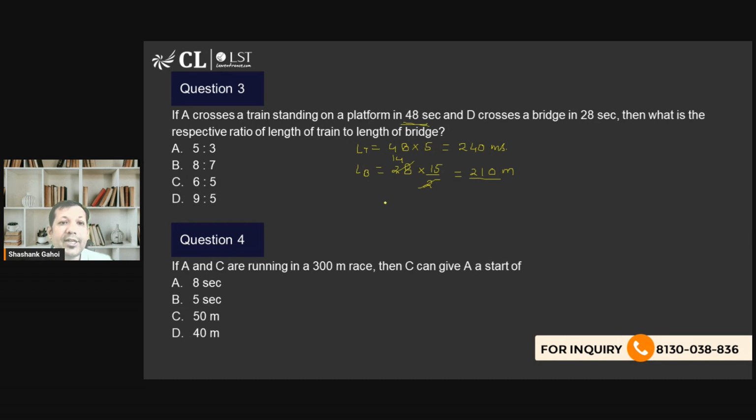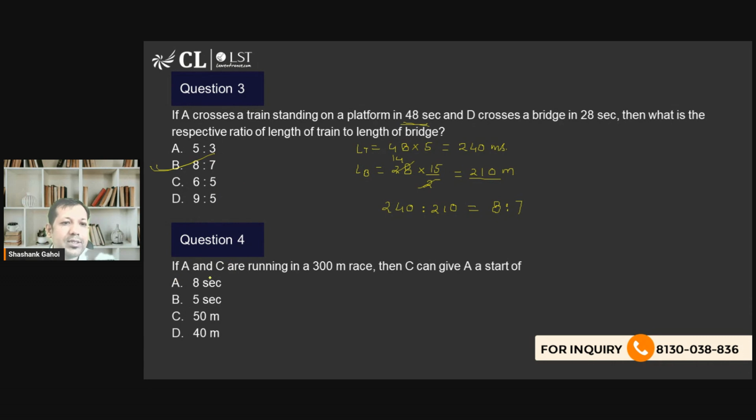So what is the ratio of length of train? That is 240 is to length of the bridge, that is 210. So this value comes out to be 8 is to 7. So my answer of this question is going to be option B. Okay.